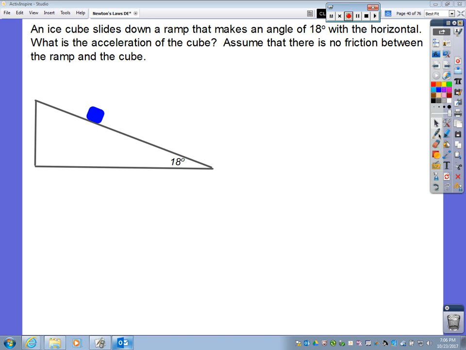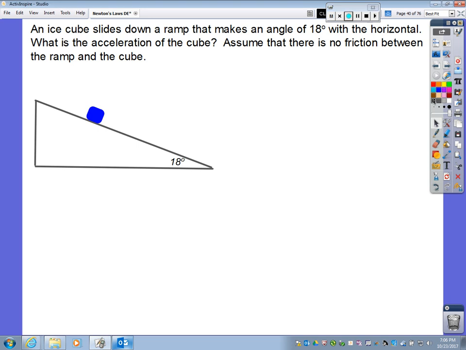An ice cube slides down a ramp that makes an angle of 18 degrees with the horizontal. What is the acceleration of the cube? Assume there's no friction between the ramp and the cube. So it's a relatively simple problem, but having it at an angle on the ramp makes things a little confusing.